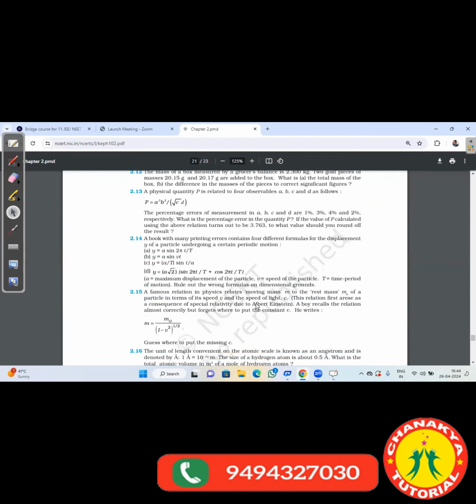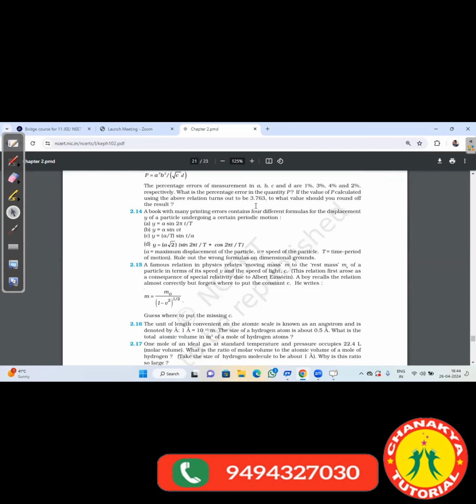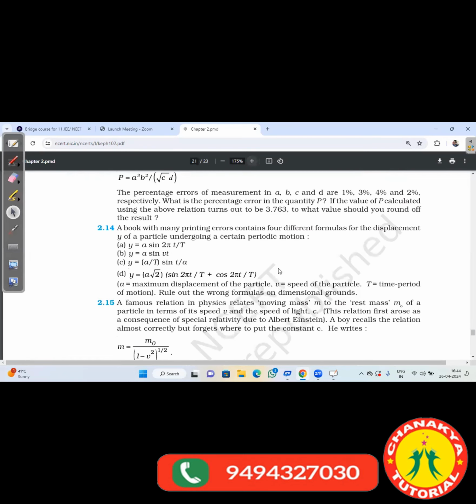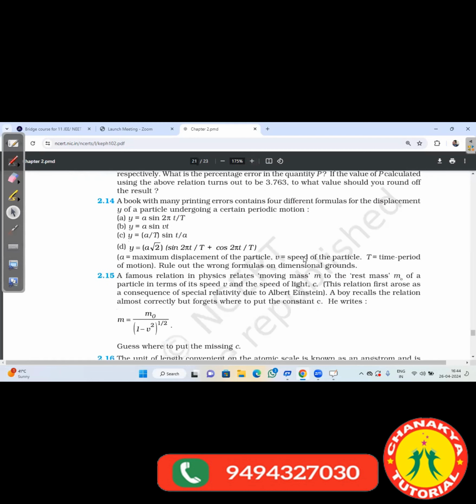Okay, you see this question 2.14 and 2.15. See, question 2.14. A book with many printing errors containing 4 different formulas for the displacement y of a particle undergoing a certain periodic motion. So the first one says y is equal to a sine 2 pi t by T. B says y equals this one. So below all these options, you have been given here, A represents maximum displacement of the particle.